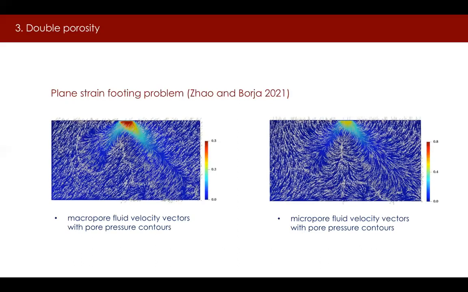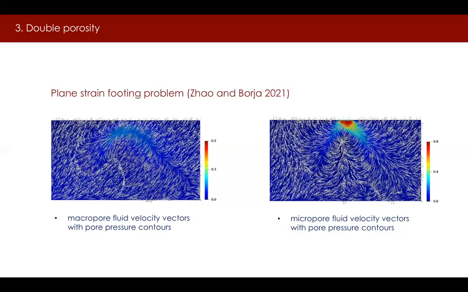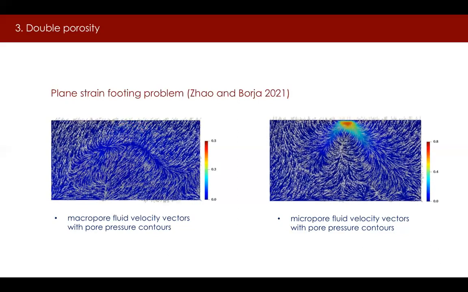This pair of movies is the same as in the previous slide, except the background shows the dissipation of excess pore pressures in the two pore scales. Observe that the excess pore pressures in the macropores on the left-hand side dissipate faster.